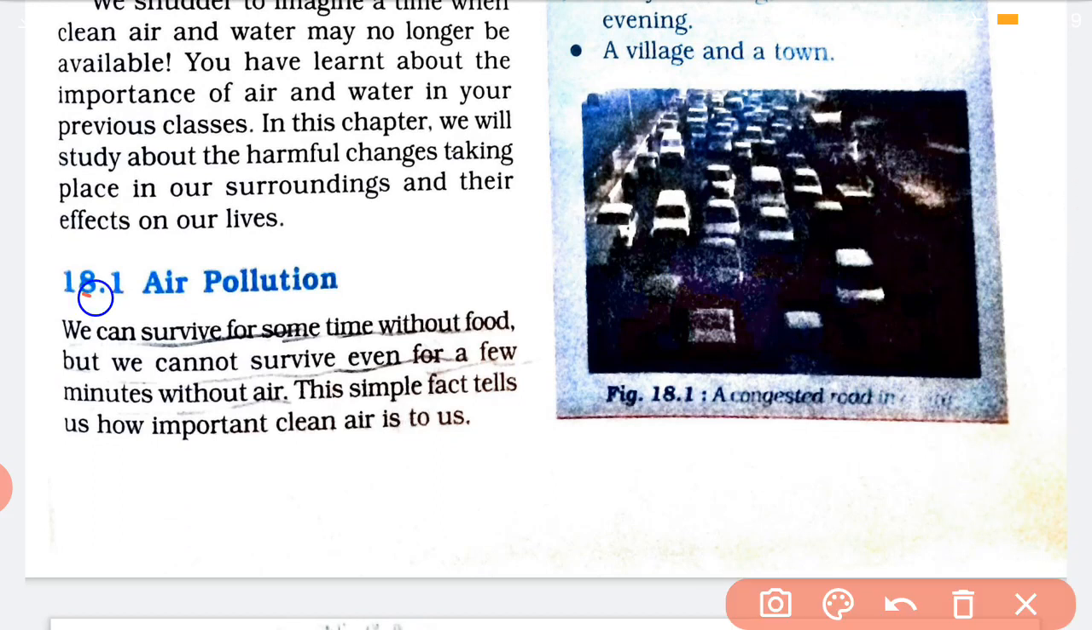Now come to the topic, air pollution. We know that air is one of the basic necessities of life. Can we live without air? No, it is not possible. We can survive without food for some days, but without air, we cannot live for even a minute. You hold your nose, you will feel that. आपने बहुत बार किया भी होगा. So air is one of the basic necessities of life. So to keep the air clean is one of our responsibilities.